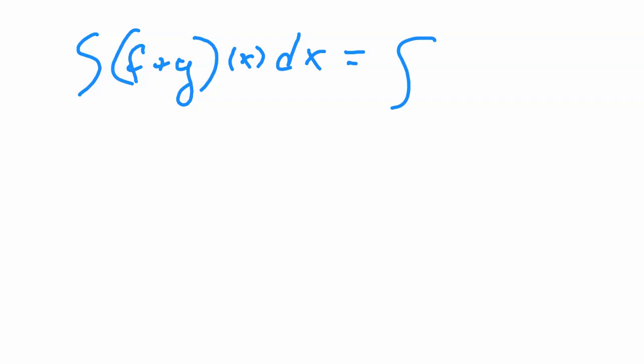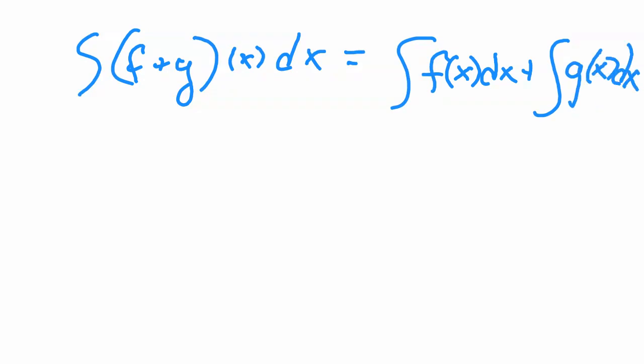Now we have a couple other theorems. The antiderivative of f plus g evaluated at x with respect to x is going to be the antiderivative of f of x with respect to x plus the antiderivative of g of x with respect to x. Now this is also going to be true if it's a minus sign. So the antiderivative of the sum is the sum of the antiderivatives, and the antiderivative of the difference is the difference of the antiderivatives. So some of these have similar rules to what we had. So let's just look at an example of this.